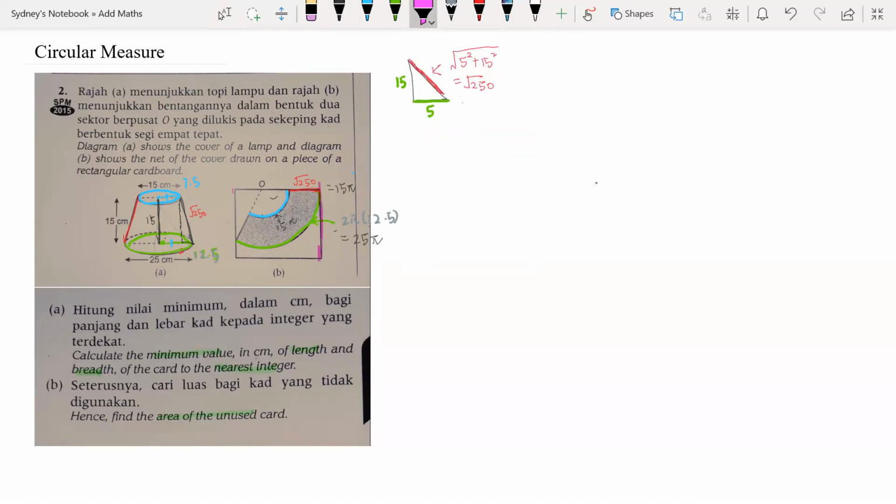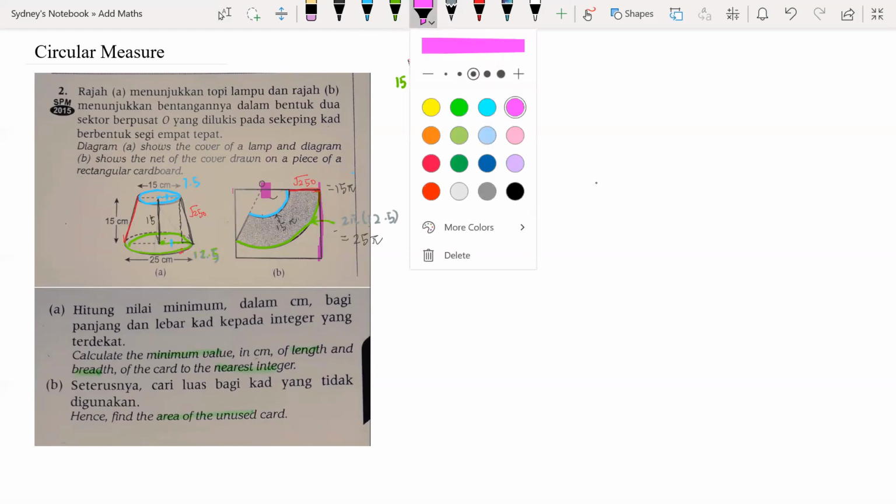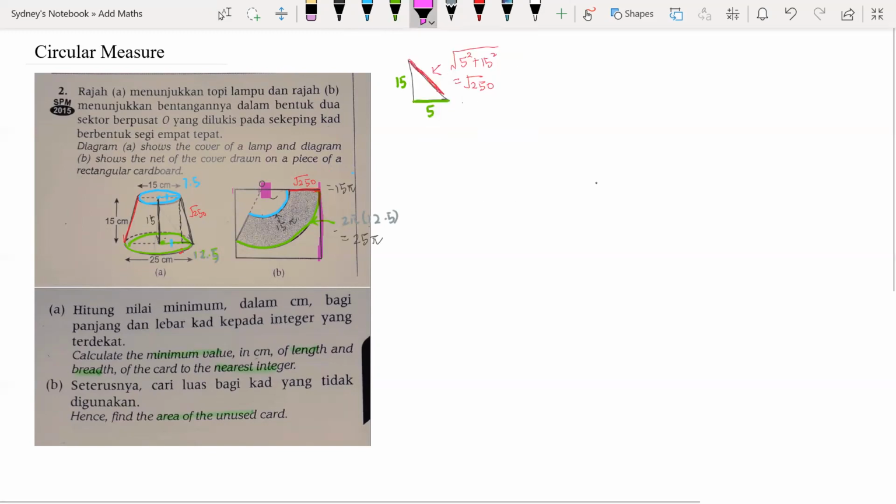basically it is the diameter, the radius of the big sector, isn't it? So if this is the big sector here, this is the big radius. Let's call this one R here, and the small sector, the blue arc.